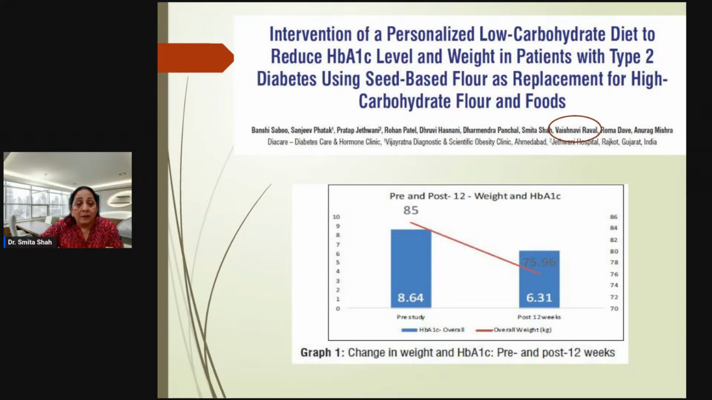And in this intervention, we added some seed based flour and some fibers in the flour for the patients, and you can see after 12 weeks, at the time of enrollment the HbA1c was approximately 8.6%, and after 12 weeks it came down to 6.31%. So we only added seeds as well as fiber in the flour, and we cut off some refined carbohydrates, added fibers and some proteins.